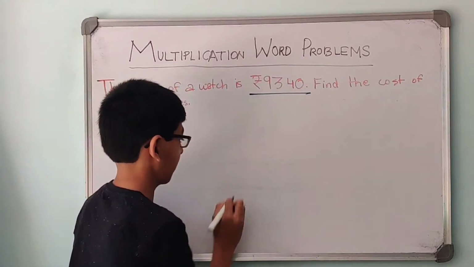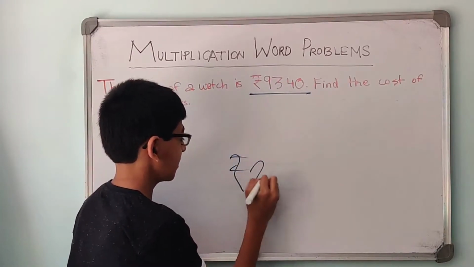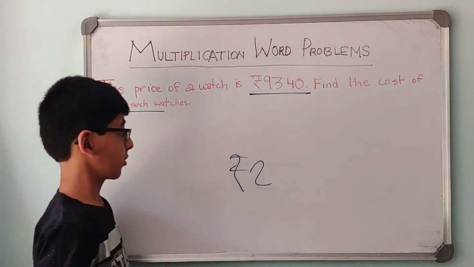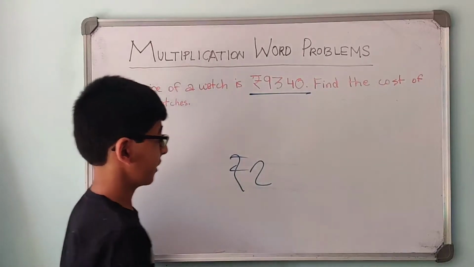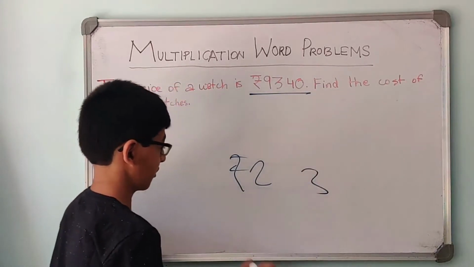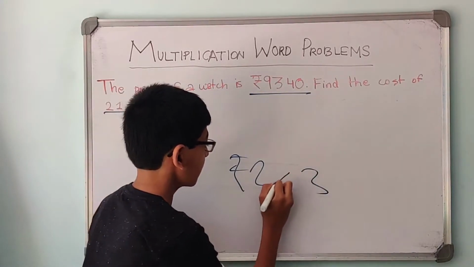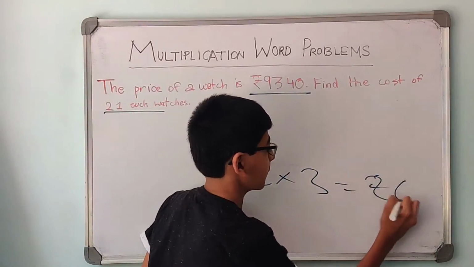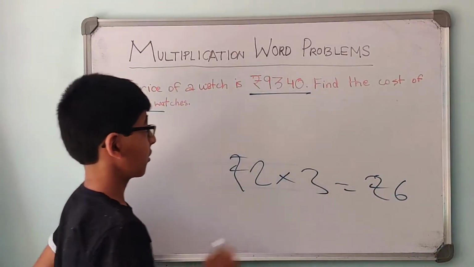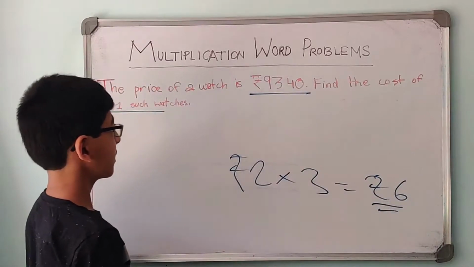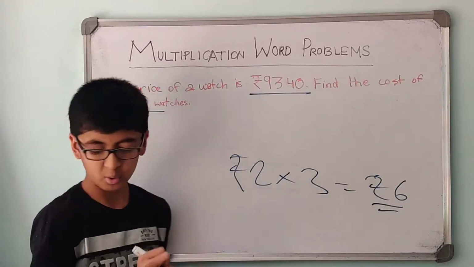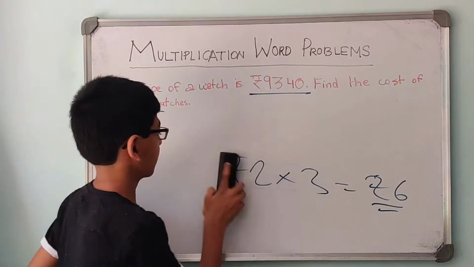Let's take a smaller number. Suppose 2 rupees is the cost of a chocolate. We need to find the cost of 3 chocolates. So we multiply them and we'll get 6 rupees. So this is how we found the cost. We multiplied. So over here also we are going to do the same thing.